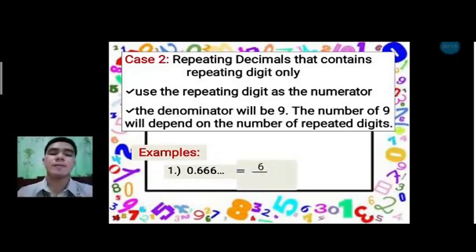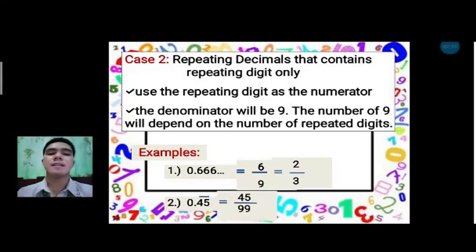That will be your numerator. How many repeated digits? That is 1, so only one 9. 6 over 9 is 2/3 in lowest term. Same goes with 0.45 with vinculum. We have 45 over 99, and that is 5 over 11 in lowest term.